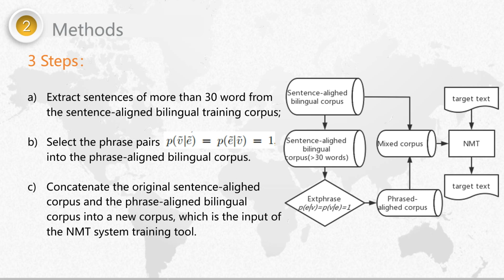Then we select the phrase pairs where the conditional probability in both directions is equal to 1. Then we select them into the training dataset, and finally we use the combined dataset to train a model.